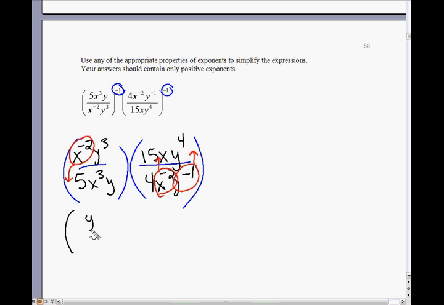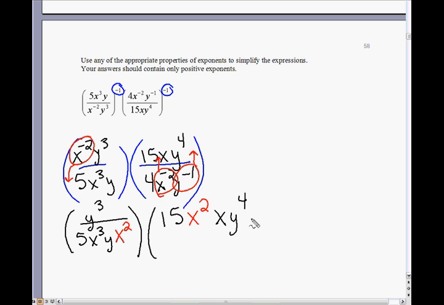So in this first parenthesis we still have y cubed in the numerator. In the denominator we still have 5x cubed and a y. But now we also have that x squared from the numerator. We still have 15 in the numerator. And now we have the x squared from the denominator, since it had a negative exponent, and the x and the y to the fourth, and also the y to the negative 1 power is being moved up to the numerator. And in the denominator, the only thing we still have down there is 4.